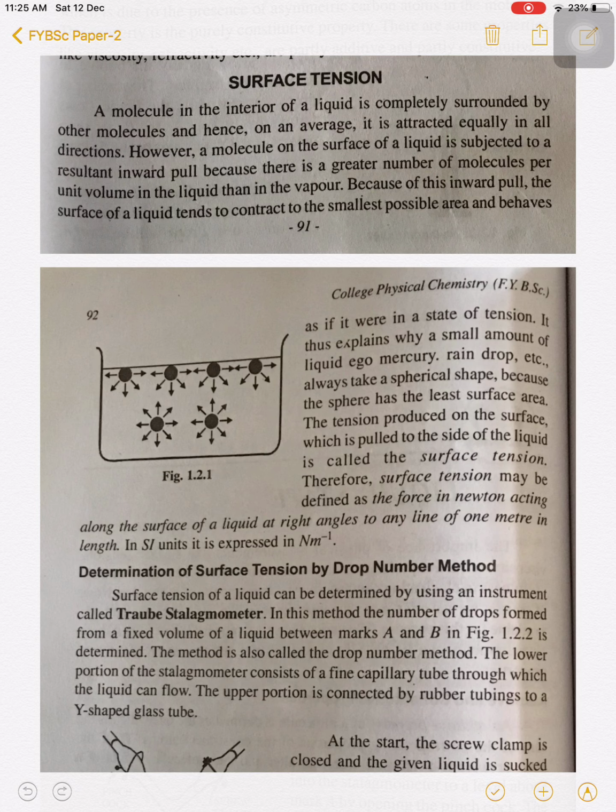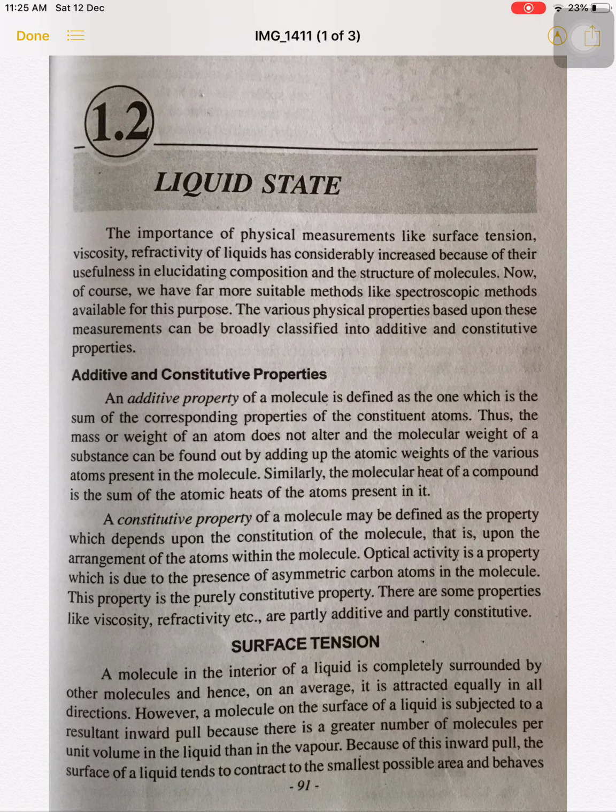A molecule in the interior of a liquid is completely surrounded by other molecules. Hence, on an average, it is attracted equally in all directions. If you see this one, I will draw here. Suppose a beaker is there.